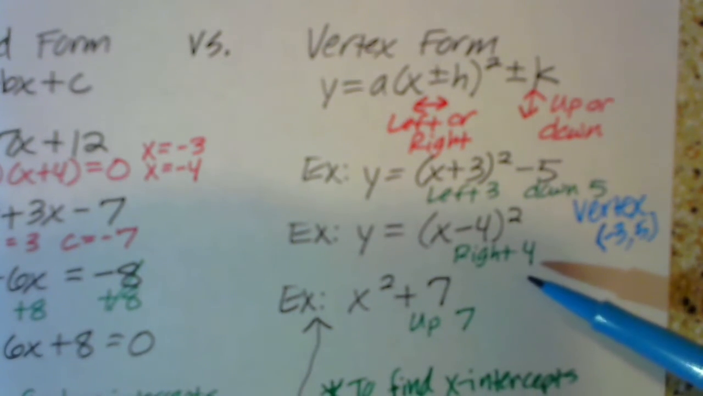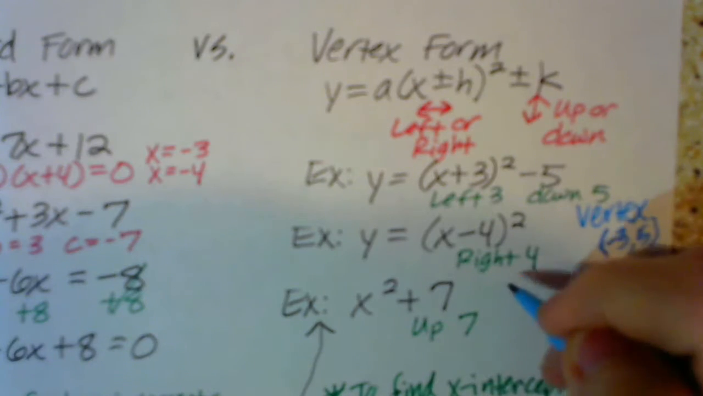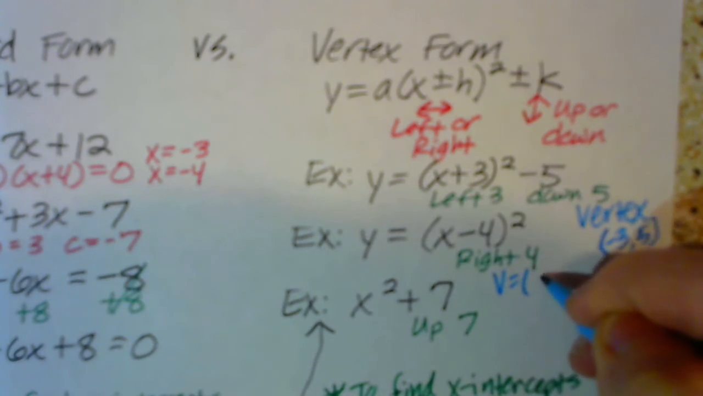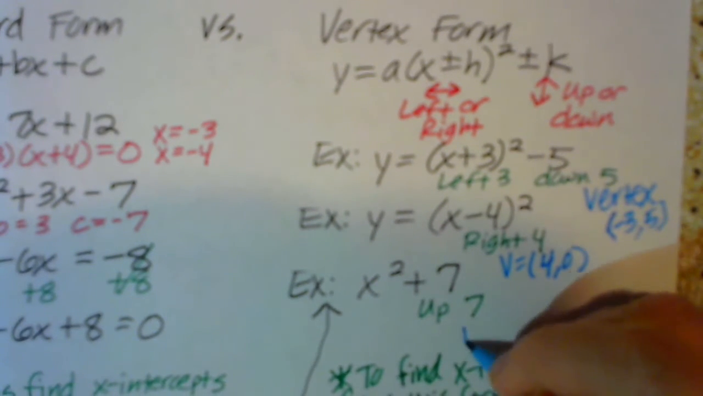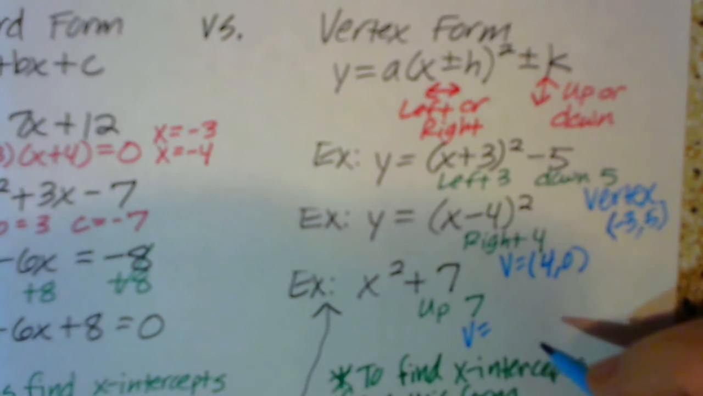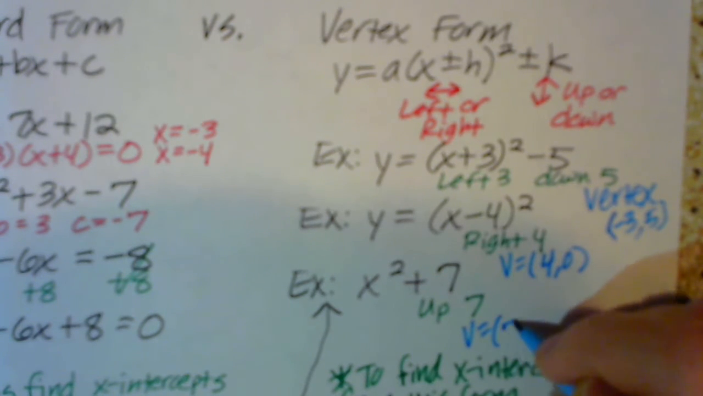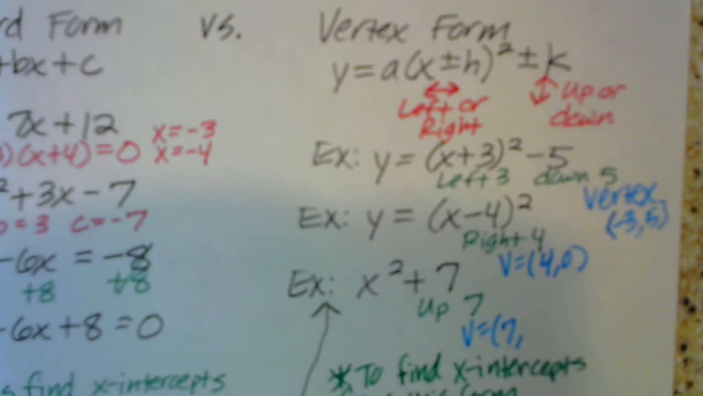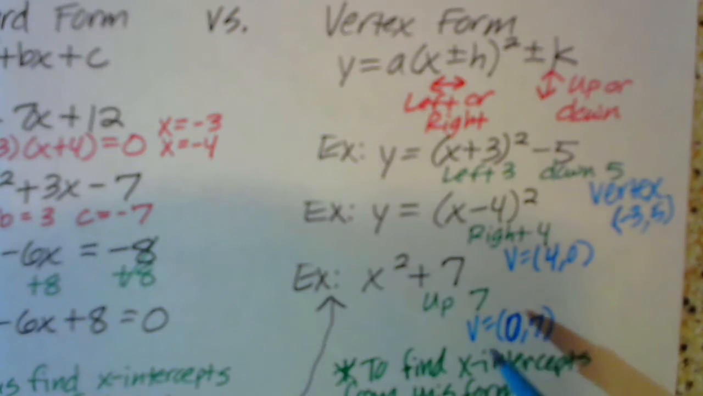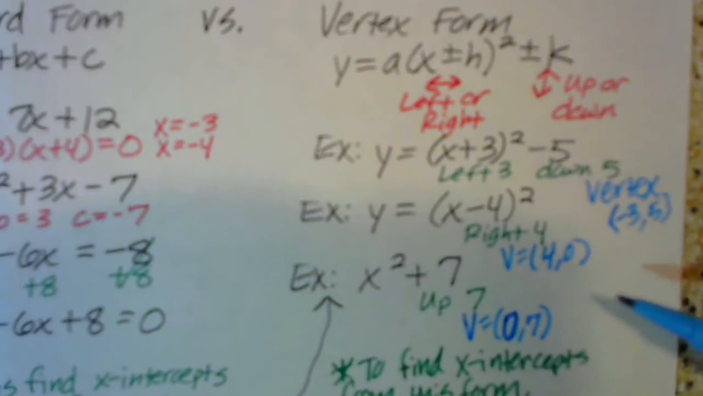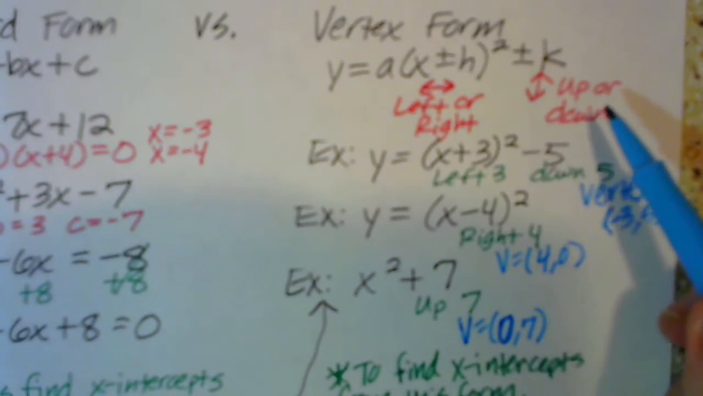If it only goes right 4, then this vertex would be 4, 0, because it doesn't go up or down. This vertex here would be 0, 7. All it does is go up or down. In this case, up. This graph only went up 7. It never went left or right. So when it's in vertex form, it's really easy to find that vertex if you can remember how it moves.